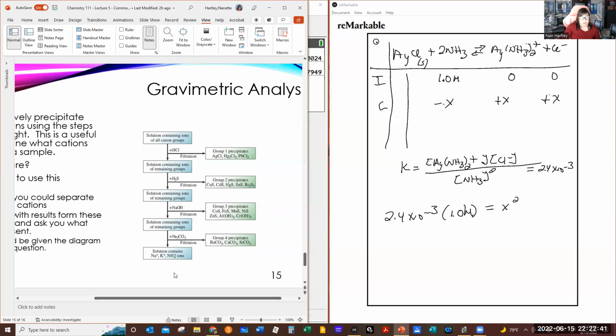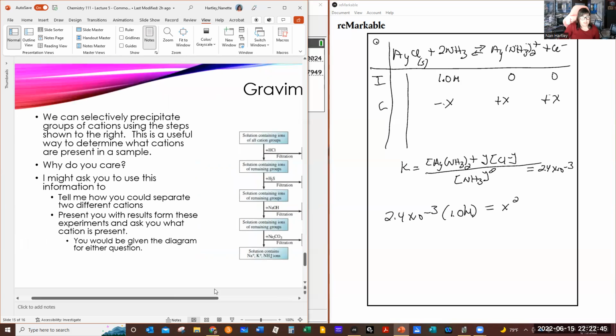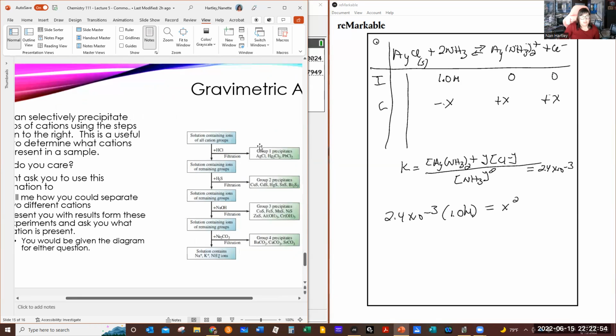Now, do you need to know all of these details? That's up to you. I mean, it's useful if you want to know how to precipitate something like that. But again, an image like this could very well be useful. So you might see on one of these tests an image like this, and I might ask you, how could we separate a group of cations? You know, what would you have to do at each stage to do this, that kind of thing.